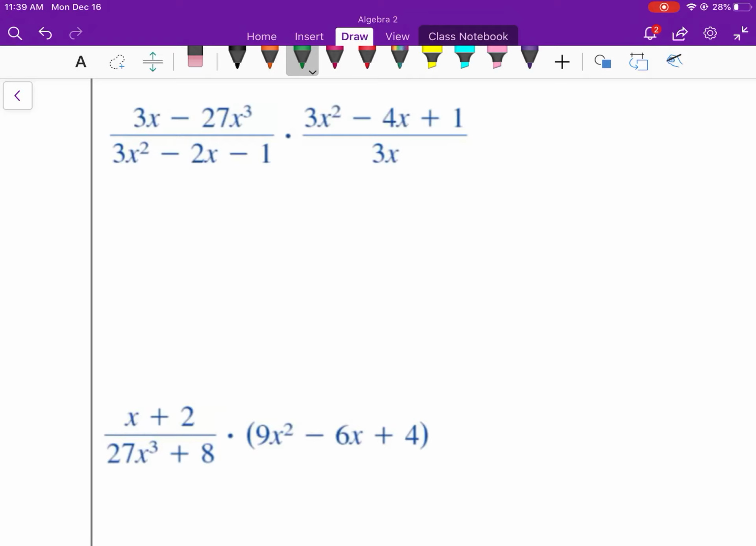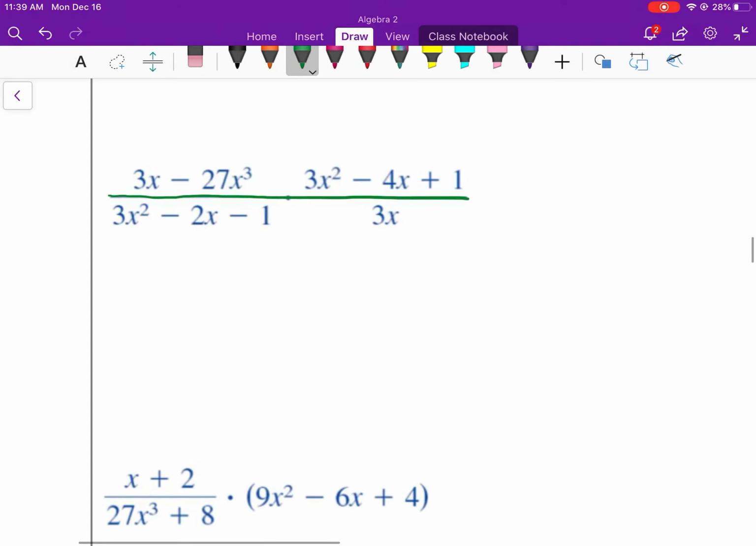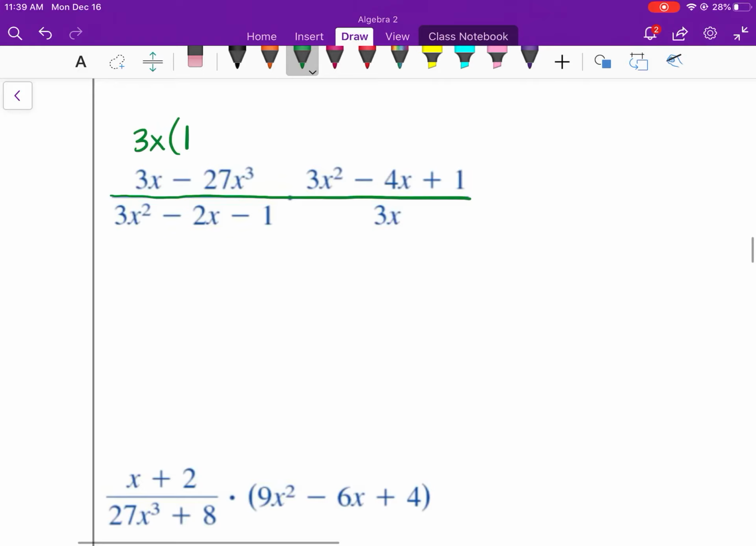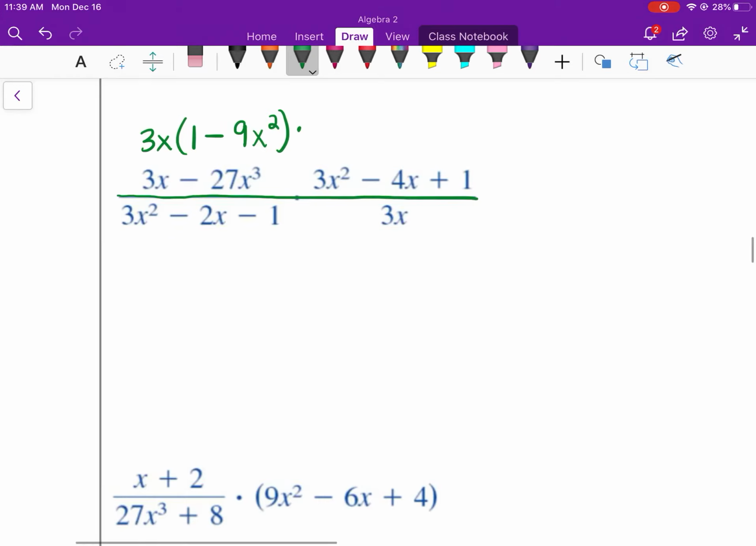All right. This one, if we make this all one big fraction, we're multiplying, simplify each section. So the first part here, 3x minus 27x cubed, I can take out a 3x. 3x divided by 3x is 1. Then minus 27x cubed divided by 3x is 9x squared. I'll be able to factor that more, but I'm just going to leave it like that for now.